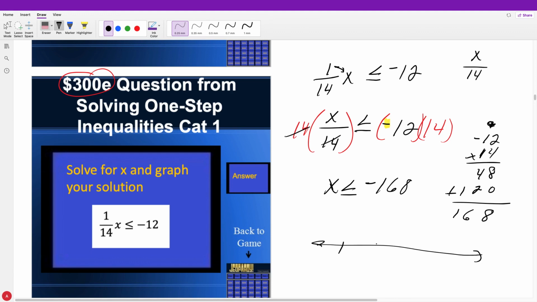I'll draw my number line. I will have negative 168, negative 167, negative 166, negative 169, and negative 170. This will be a closed circle because it is equal to, and our less than is going to the left.